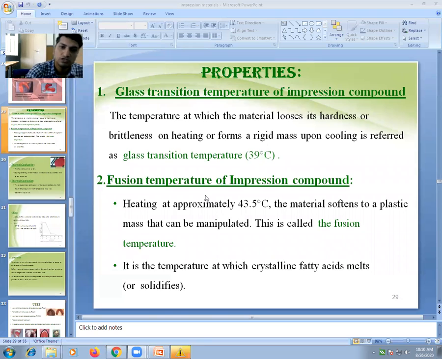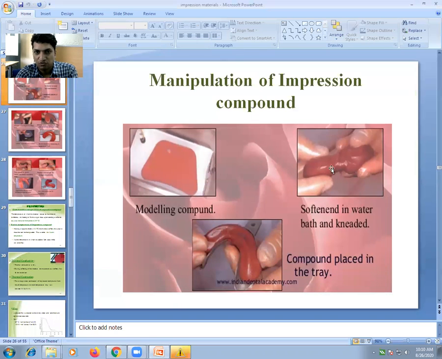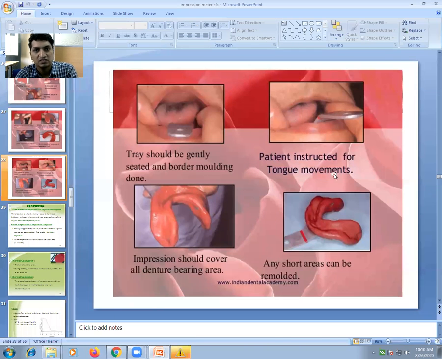So during impression making, suppose this is the glass transition temperature, but when I place this tray in the patient's mouth, this temperature should be above fusion temperature. Whenever we manipulate the impression, when we place it in the patient's mouth, the temperature should be above 43.5 degrees centigrade, or near about 45 degrees centigrade. At this temperature only can we manipulate or soften the impression compound.